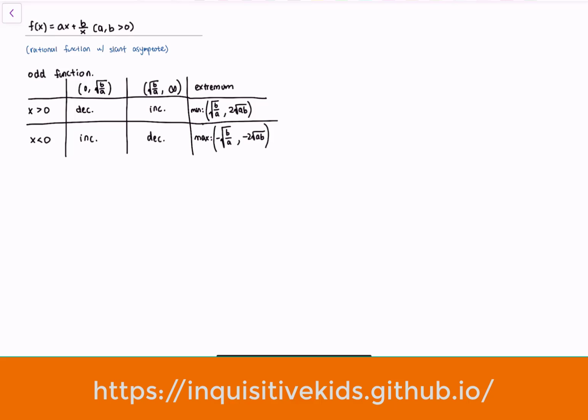And some other things to point out. The range for this type of rational function goes from negative infinity to negative 2 times the square root of ab, union with 2 times the square root of ab to positive infinity. And we have a slant asymptote. This is a line that the graph never touches. It's y is equal to ax. So now let's get started on some problems.